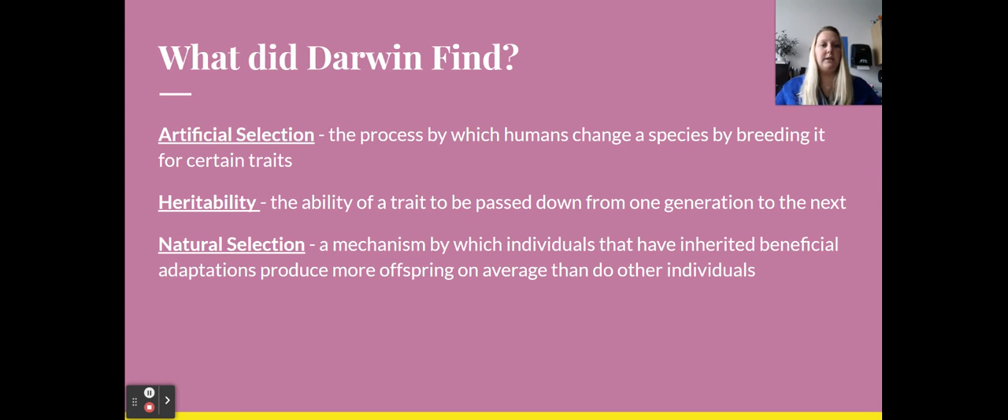In natural selection, the environment, or nature, right in the name, is controlling which traits are best. Artificial selection would be us breeding a dog for a specific trait, humans breeding dogs. Natural selection would be a long-haired rabbit and a short-haired rabbit put on Antarctica. The long-haired rabbit will survive better because it can stay warmer than the short-haired rabbit. So nature would select for the long hair. The short-haired rabbit would not make it to reproductive age.